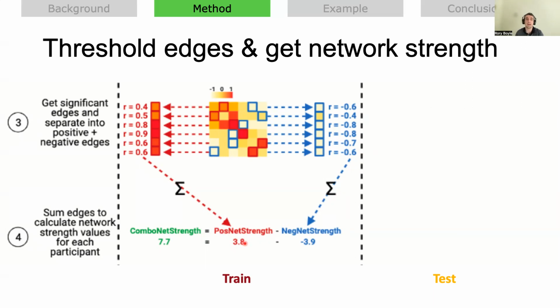You can then further calculate combined network strength, which is termed here in the figure combo network strength for brevity, by subtracting your negative network strength value from your positive network strength value. And again, combined network strength is a summary measure of connectivity strength across all connections that are associated with the phenotype.